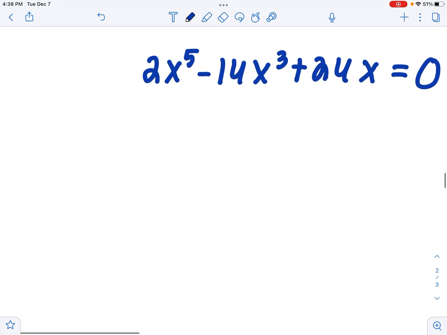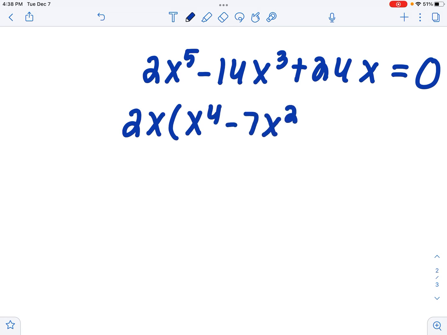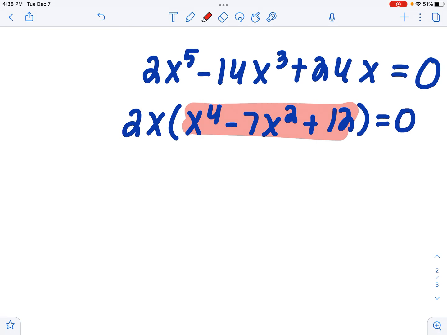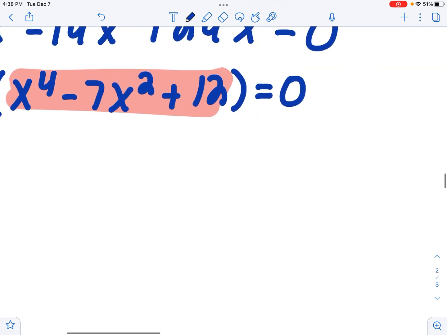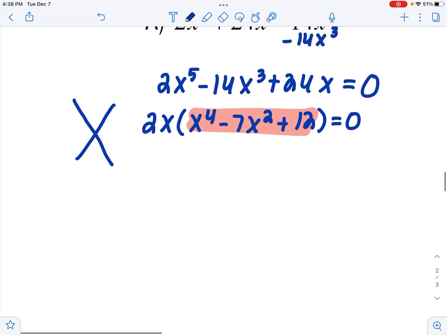All right, so first thing we're going to do is look for a GCF. If you look, they all have a 2 in common and an x in common on the left-hand side. So I'm going to factor out a 2x. I have x to the 4th minus 7x squared plus 12, and then equals 0. Now I'm going to look to see if this is still factorable. So it's a trinomial, so I'm going to make my little organizational x. I'm going to do a times c. Remember, I'm just looking at the trinomial. So a is 1, c is 12. 1 times 12 is 12, and then b is negative 7.